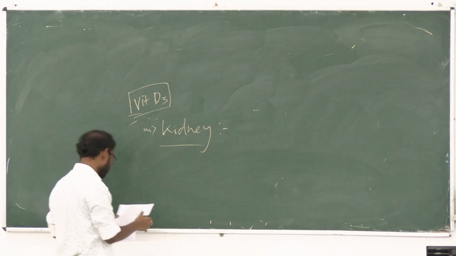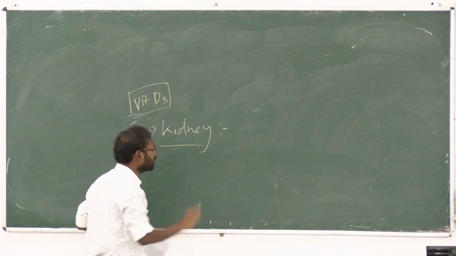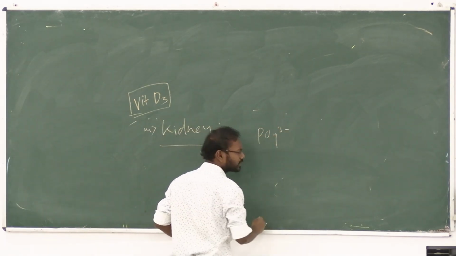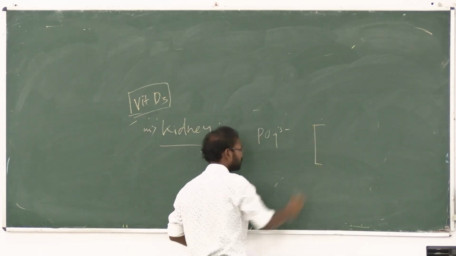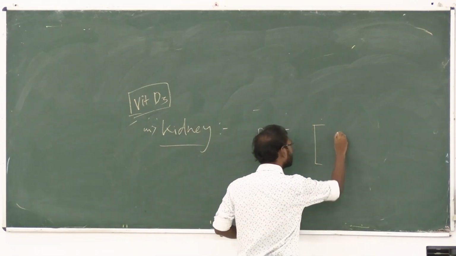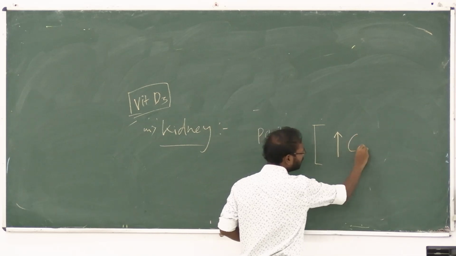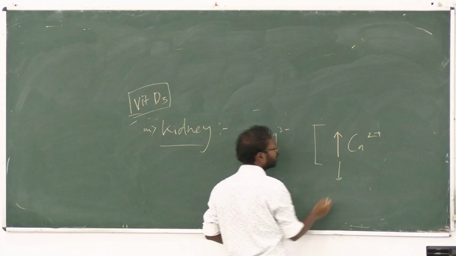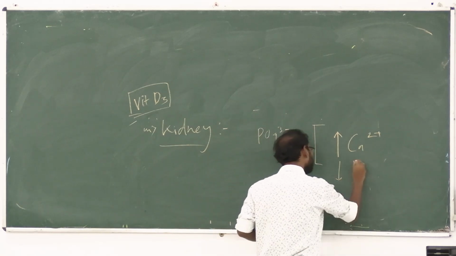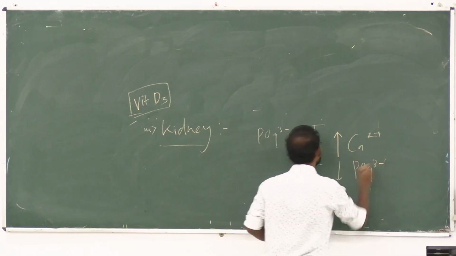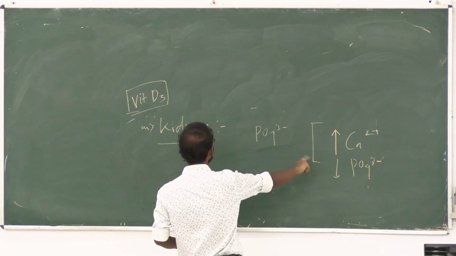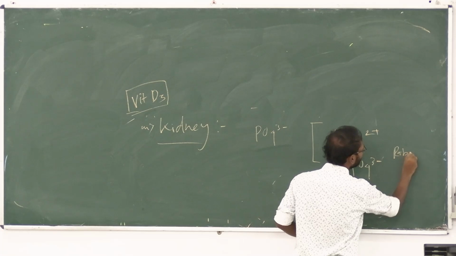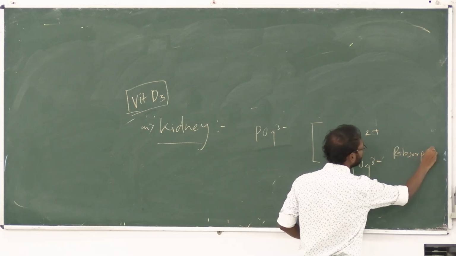So in case of kidney, calcium, if you remember, phosphate was decreasing. Okay, sorry, it was increasing calcium reabsorption but decreasing phosphate. So phosphate that was decreasing in case of what? Reabsorption.